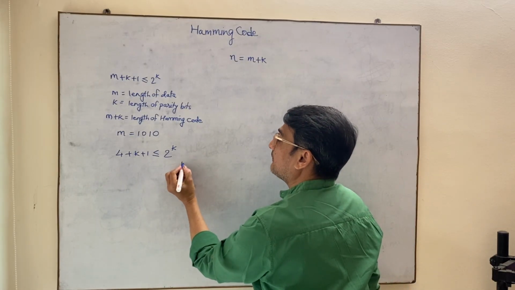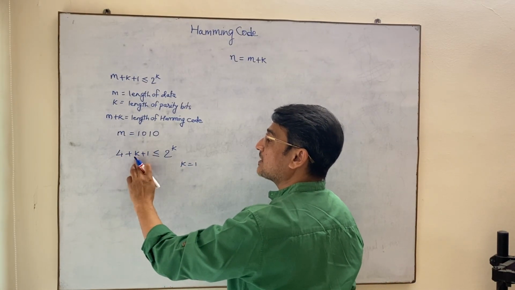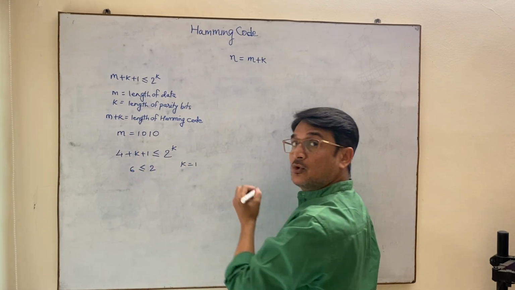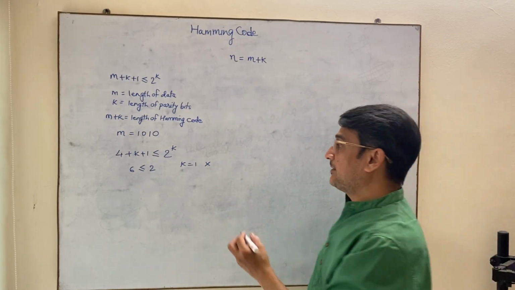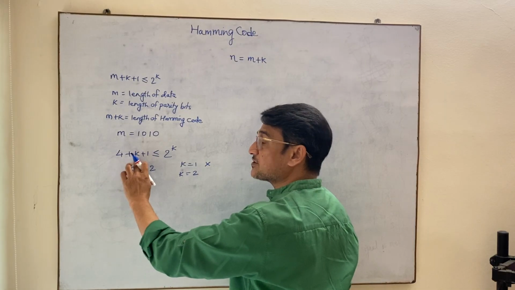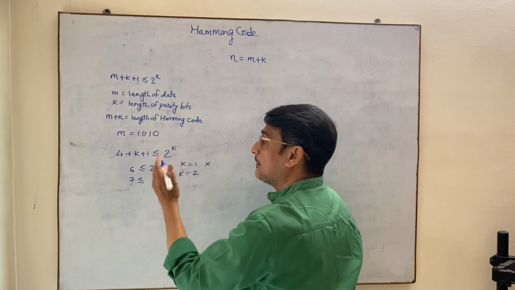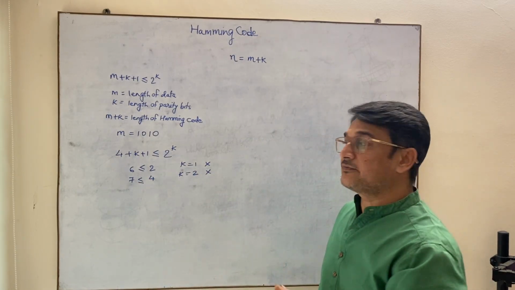Let us say we put k equal to 1. So what will the equation become? 4 plus 1 plus 1 will be 6, less than or equal to 2. So this condition is not satisfied. Now put k equal to 2. This will become 4 plus 2 plus 1, that is 7, and 2 raised to the power 2 will become 4. So again this equation is not satisfied.